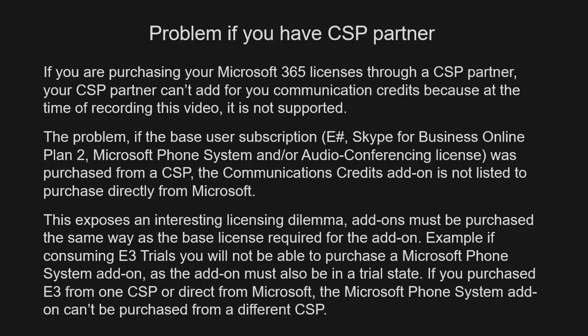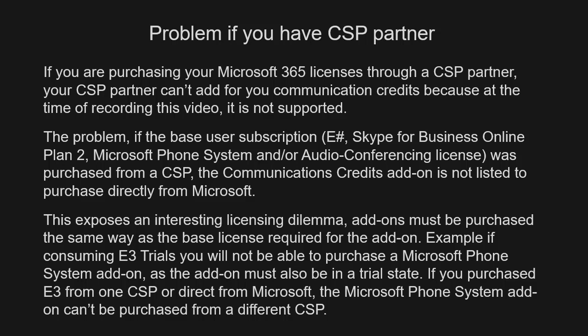I want to add one last thing. If your organization is using Office 365 and you purchase the Office 365 licenses through a CSP partner, okay? So that partner, if you want to add any new license like the communication credits or the Microsoft audio conferencing add-on, you usually ask your CSP partner to add those licenses.